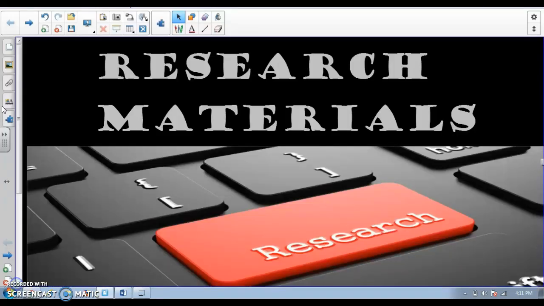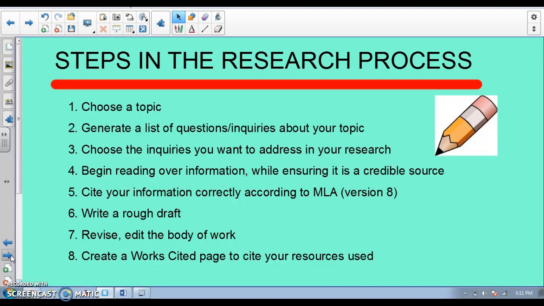With today's class, we're going to be talking about the research materials and just the different steps in the research process. So we touched on this a little bit yesterday, but I generally wanted to go over it to make sure that you understood the 8 basic steps and sort of figure out where today fits in.